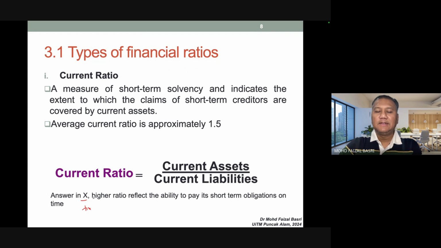Ni bukan X, usually we pronounce it as in times. So the higher ratio reflects their ability to pay short-term obligations on time. So this is the explanation that you can use to explain your results of your ratio. Untuk setiap ratio ni akan ada kat bawah ni dia punya explanation that you can use to do your analysis. So this is the first ratio. I akan tunjuk kat you cara kira kejap lagi after we go through all three ratios.